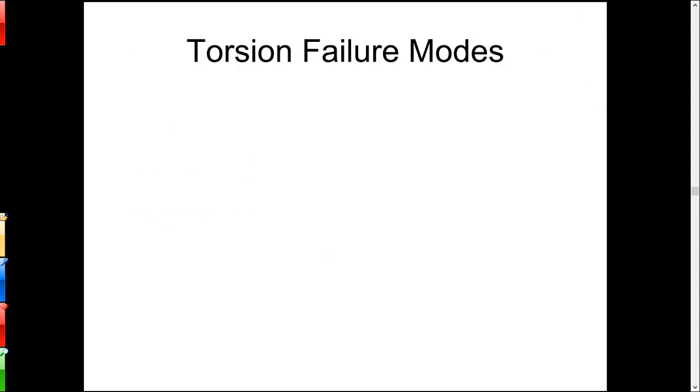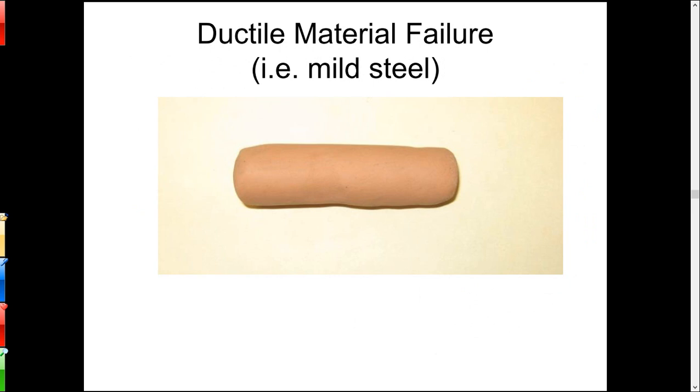Let's have a look at some failure modes here when we consider where those maximum stresses act. If you have a mild steel, that's commonly used for structural stuff. If mild steel has a low carbon content, so it's ductile, it stretches a bit. So if you have a ductile material like a mild steel and you apply torsion to it, how do you think that's going to fail? Shear. Yeah, it's going to be a shear failure, right?